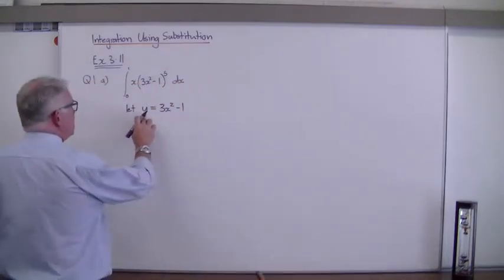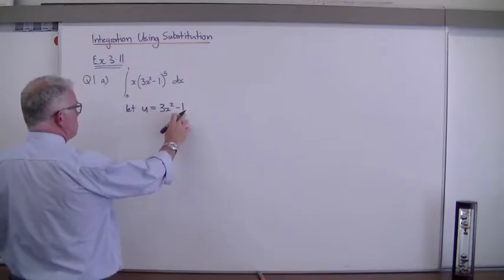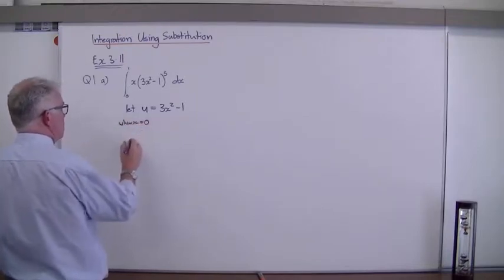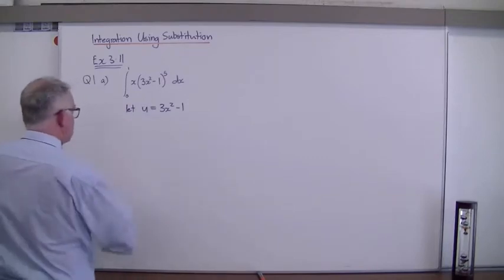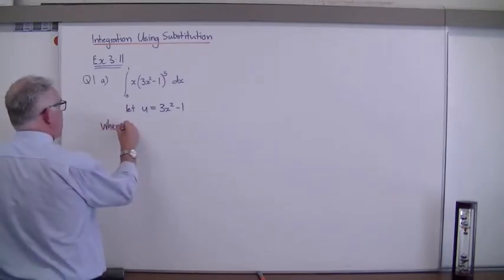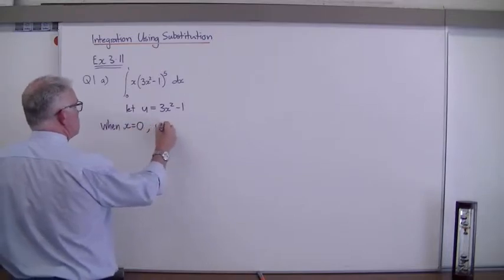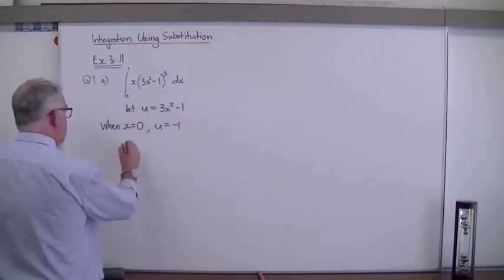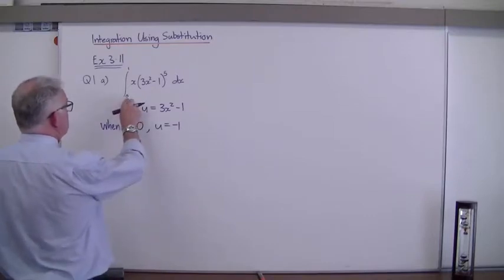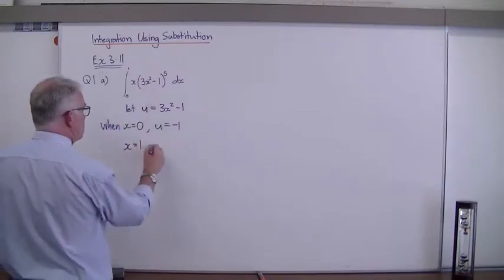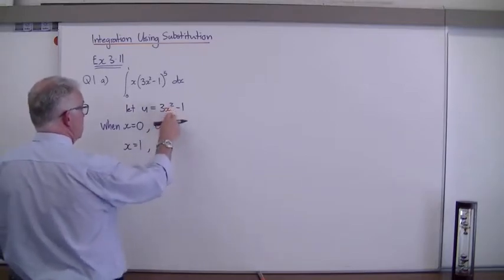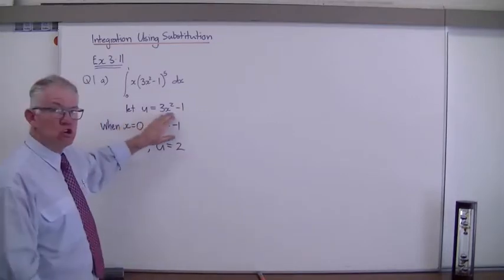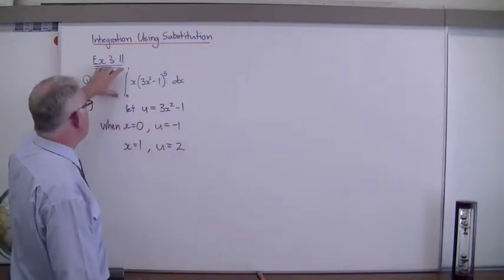Now here's the thing: if I'm going to let u equal 3x² − 1, then when x equals 0, I should write that larger so that you can see this clearly on the video. When x equals 0, then u is going to equal 3 times 0² minus 1, so u would equal −1. When x equals 1, the limits are from 0 to 1, then u is going to equal 3 times 1², which is 3, minus 1. So we'll have 2.